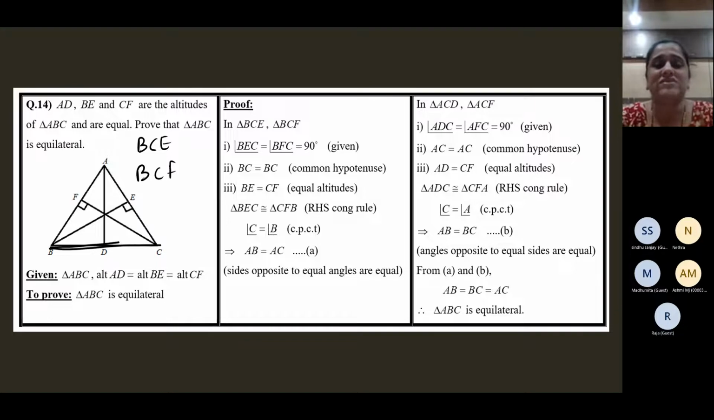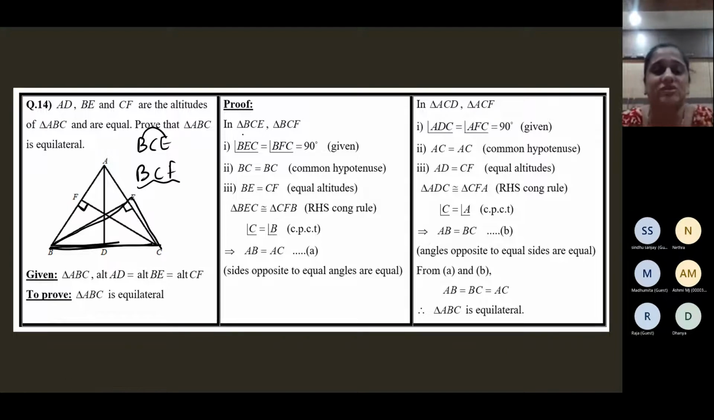So why have we taken BCE and BCF? Because BC is a common side. In triangle BCE, you have the altitude BE. Altitudes are equal, and altitude means 90 degrees. So you have 3 things there. And in BCF, BC is the common side, CF is the altitude, so altitudes are equal, and 90 degrees. Understand, children, what I mean? Yes, ma'am.